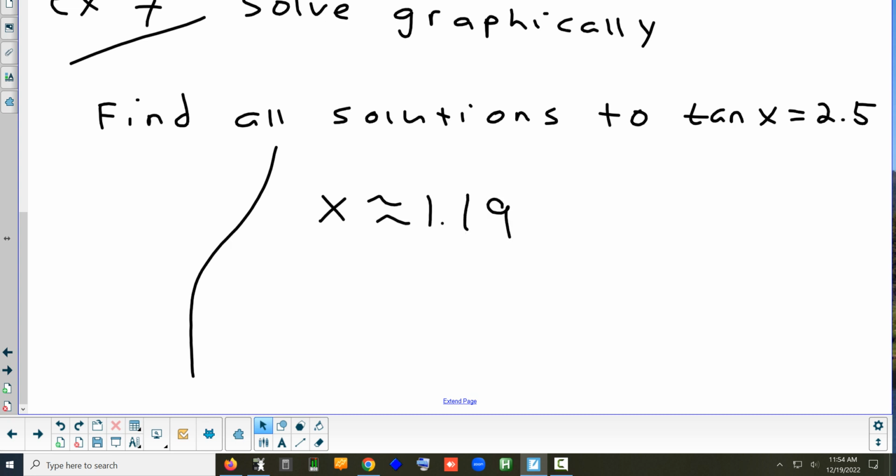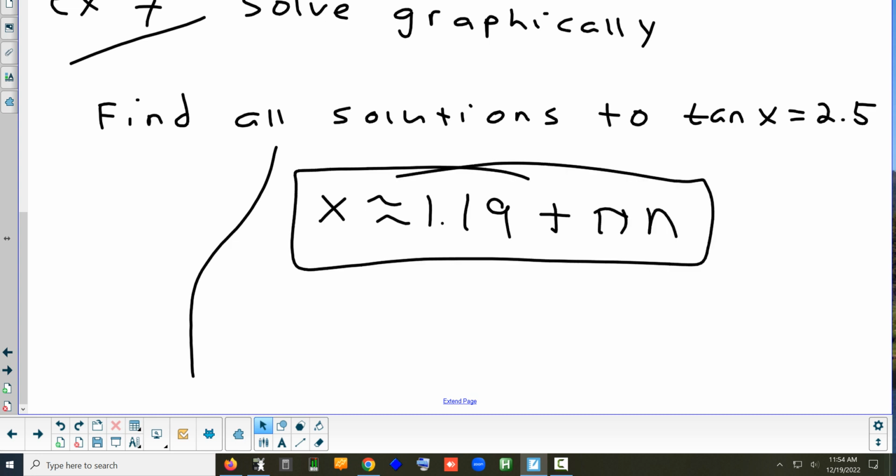And when's the next time that answer is going to occur? How many units later? Yeah, pi. If you add 3.14 to that, that's the next answer. And again, and again. Okay, so not as much graphing by hand, and that finishes up everything that we're going to do with graphing trig functions for now.